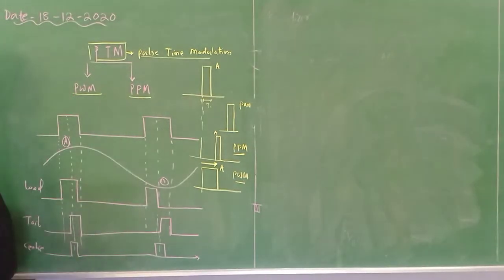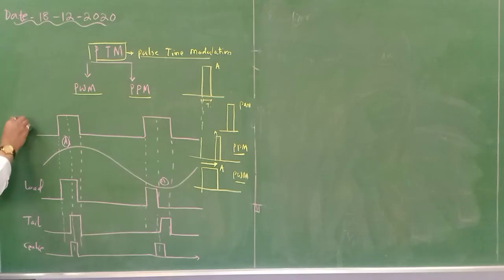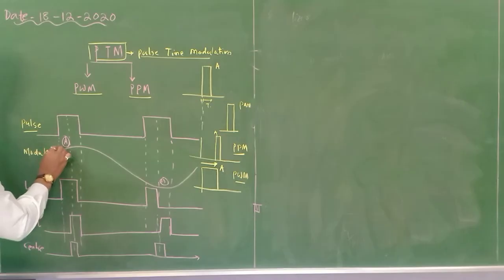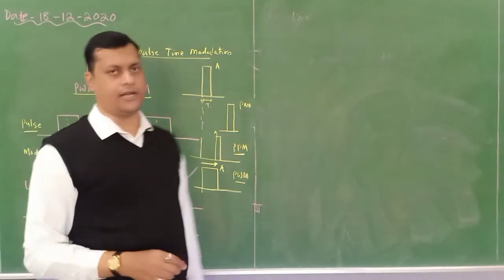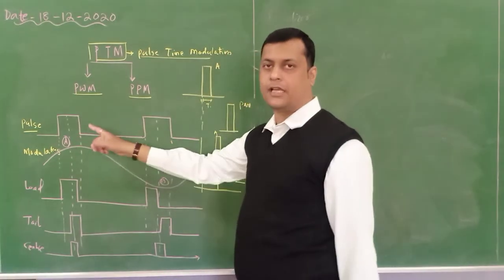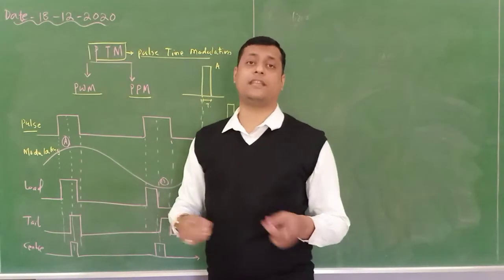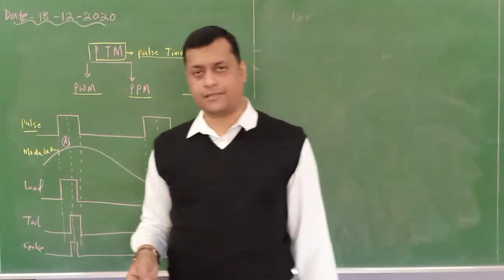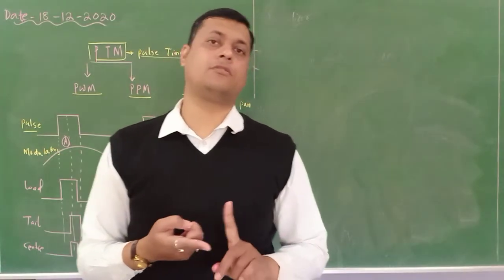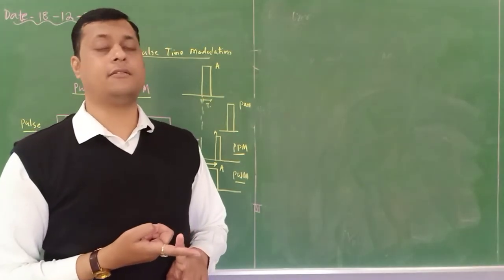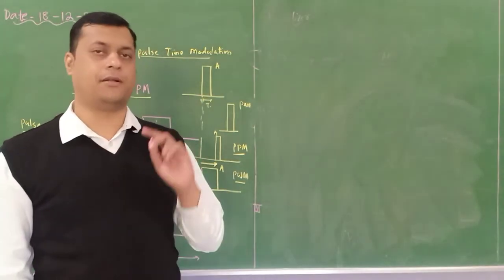So pulse width modulation means, let us consider this case. There are three cases of how to generate the PWM signal. This is the pulse. This is my modulating signal. According to the message signal, the pulse width must change. There are three concepts: first, we can go with respect to the leading edge, second, with respect to the trailing edge, and third, with respect to the center of the pulse.